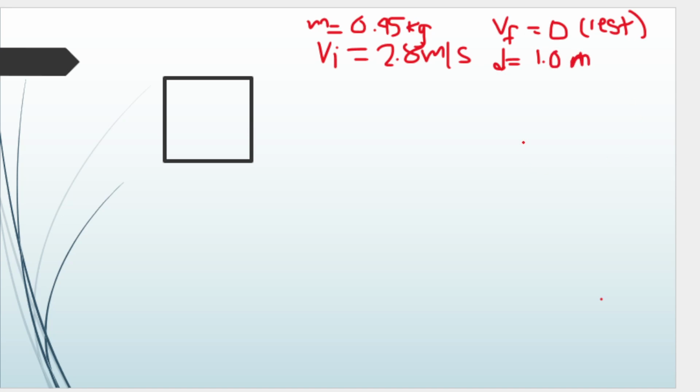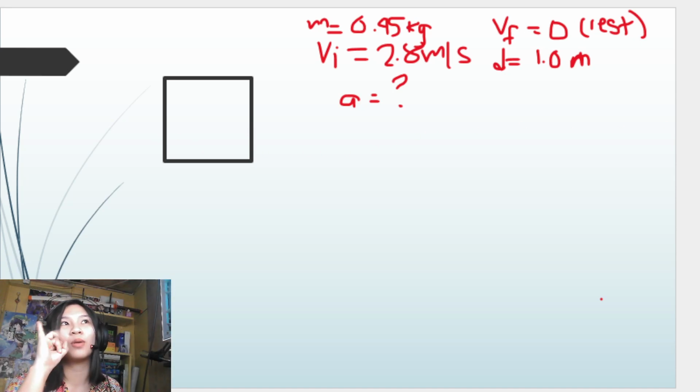Okay, so what can we do with this information now, the initial velocity, final velocity, and distance? With that, we can actually get the acceleration. Nga naman, because we need the acceleration to complete this free body diagram, diba? Need na nato ang F-net, need na ang mass, need na si acceleration. We have the mass, but we don't have the F-net and the acceleration.